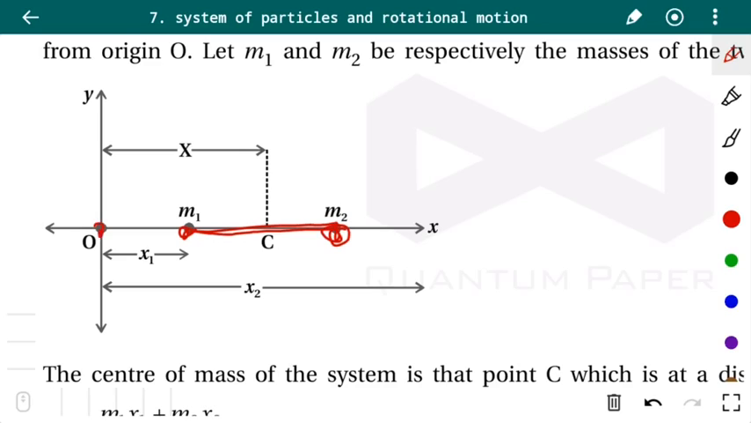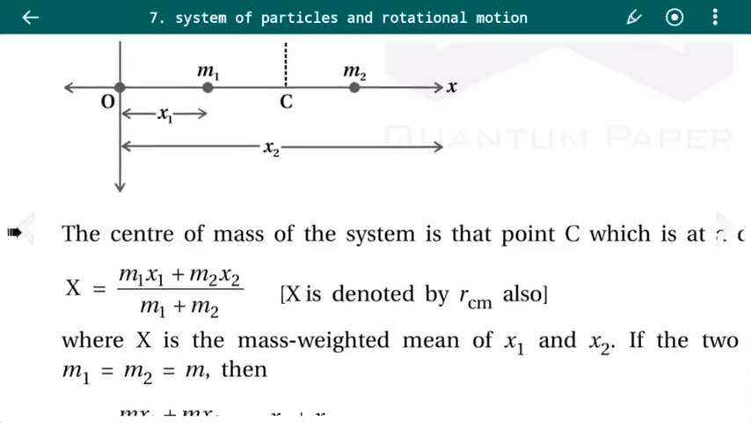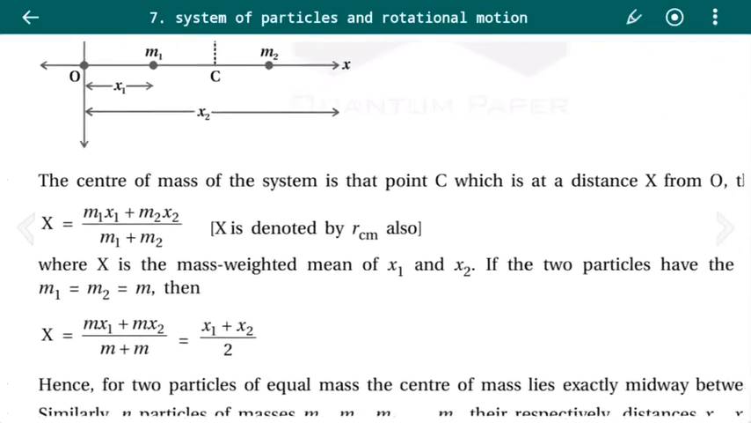So we got the positions of particle 1 and particle 2. With the help of this information, that is the mass of the particles and its position with respect to the reference point, we can find the center of mass. So the center of mass of the system is that point C which is at a distance x from O. Here we have seen in the figure, point C is the center of mass and its position is distance x from O.